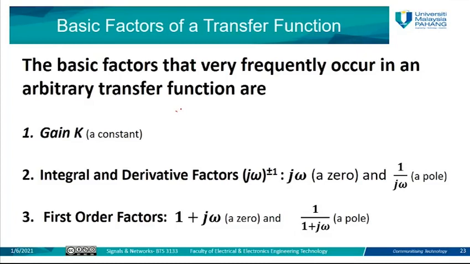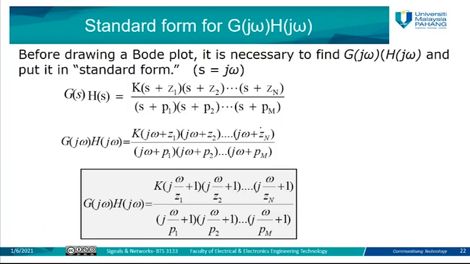So we make it like s over z1 plus 1, s over z2 plus 1 for the numerator. In the denominator, it will be like s over p1 plus 1, s over p2 plus 1, and so on. All become plus 1, same as we have in this form. After we write this transfer function, we will come out with some standard parts.